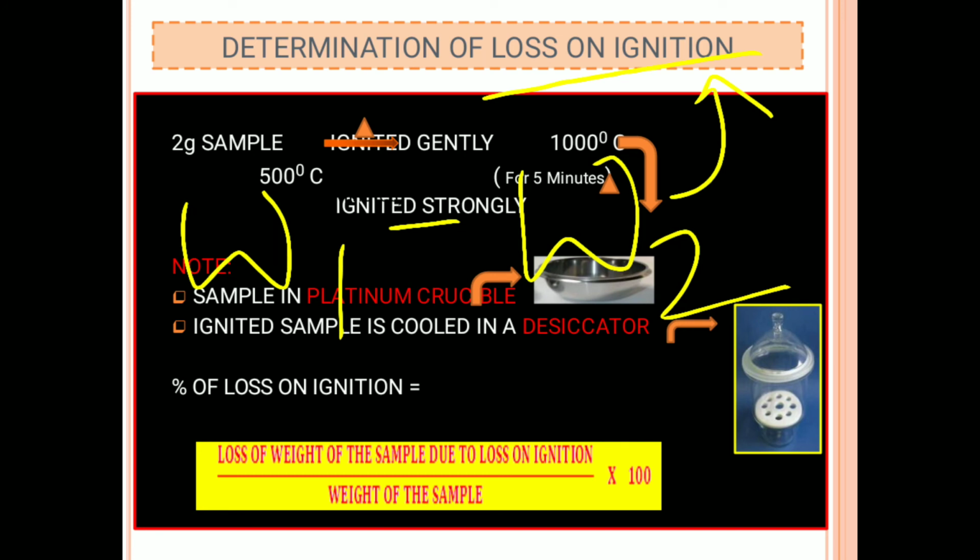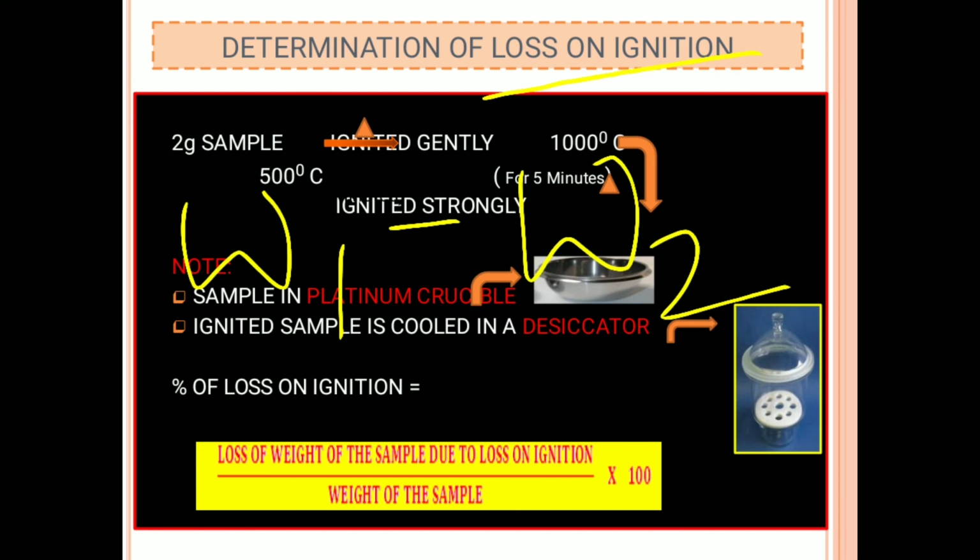the information about the loss on ignition, so that you can calculate the percentage of loss on ignition as loss of weight of the sample due to loss on ignition by weight of the sample into 100 will give the information about loss on ignition.